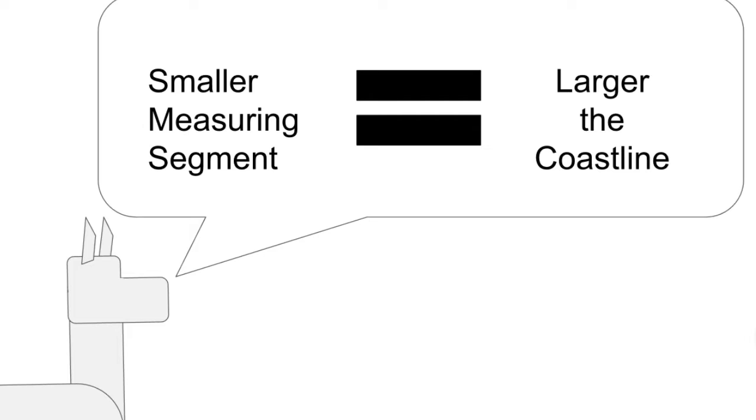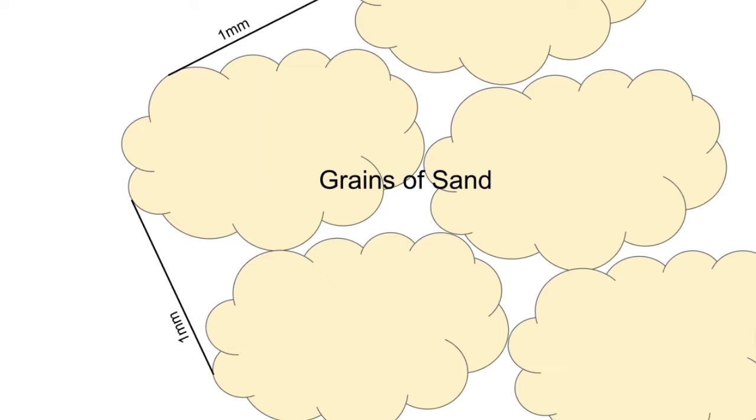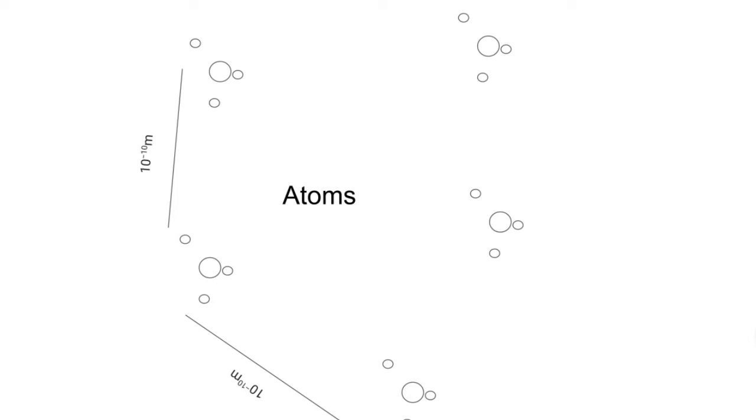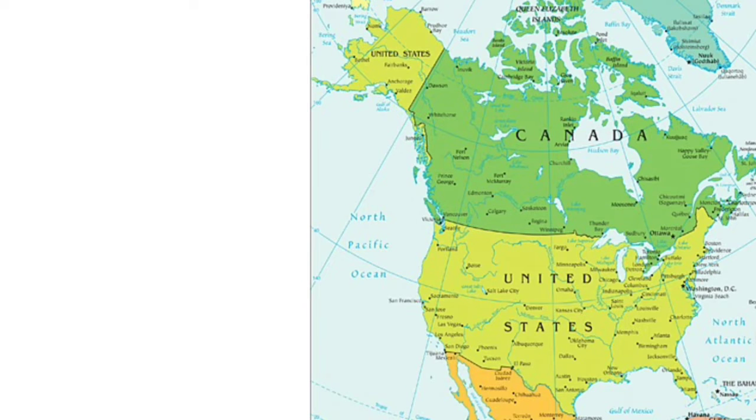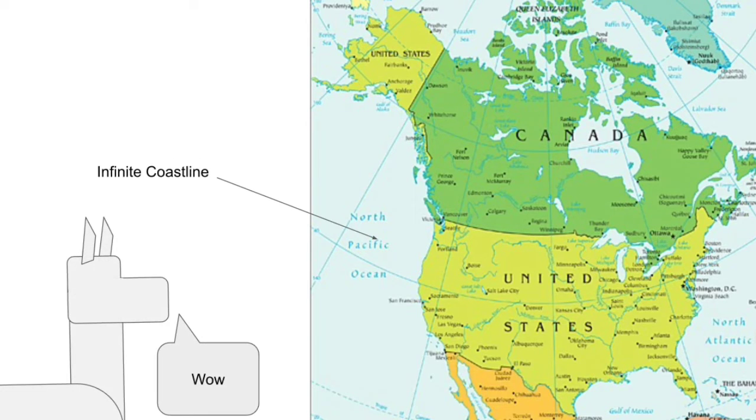So basically, the smaller the measuring stick, the larger the coastline you will measure. You can go as far as to measure the US in millimeters, or 10 to the power of negative 10 meters, or even 0.8768 of a femtometer, and if you keep decreasing the length of your measuring stick, the United States of America could theoretically have infinite coastline.